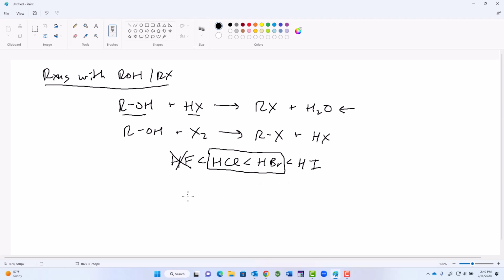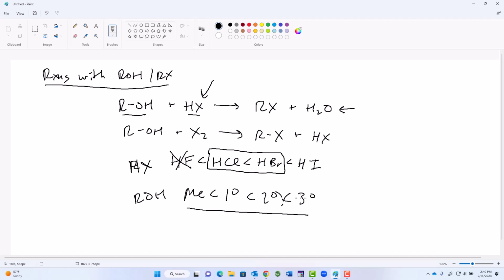Now for alcohols, the trend is that methyl reacts slower than primary, which reacts slower than secondary, which reacts slower than tertiary alcohols. This is for the HX, and this is for the ROH. We'll examine the mechanisms for the methyl, primary, secondary, and tertiary alcohols later in this chapter. But for now, we just need to understand that methyl and primary are going to react slowly, and secondary and tertiary are going to react much faster for this specific type of reaction using HX as a reactant to generate the alkyl halide.